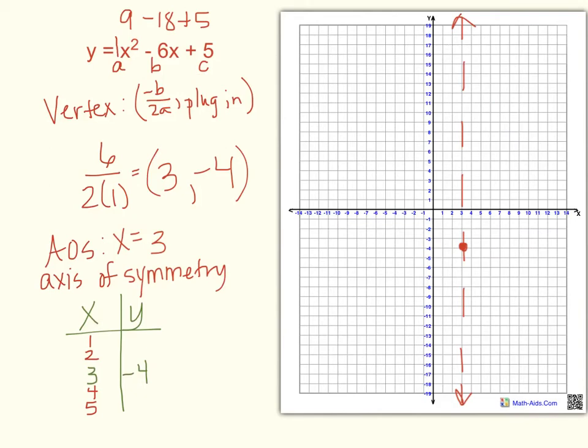So if you plug in the 1 correctly, you're going to get a 0. If you plug in the 2 correctly, you're going to get a -3. Then you got your 3, -4. 4, and then -3, 5, and then 0. So if we go into our graph and graph those, we have 1, 0, and 5, 0. And then we have 2, -3, 4, -3. So it looks like it's going to look something like this. Now remember, it curves. It's not a V. It curves at the end, making it almost a U shape, which can be difficult to make. And that's my parabola. It is graphed.